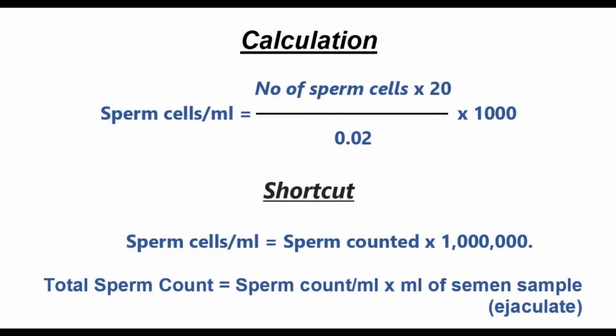Calculate the sperm count per ml using the formula: sperm cells per ml equals number of sperm cells times 20 times 1000 divided by 0.02. Or in short, sperm cells per ml equals sperm counted multiplied by 1 million. Total sperm count equals sperm count per ml multiplied by ml of semen sample or ejaculate. This formula is used when counting is done in the 5 small squares of the central large square. WBC pipette having 1:20 dilution mark is used.